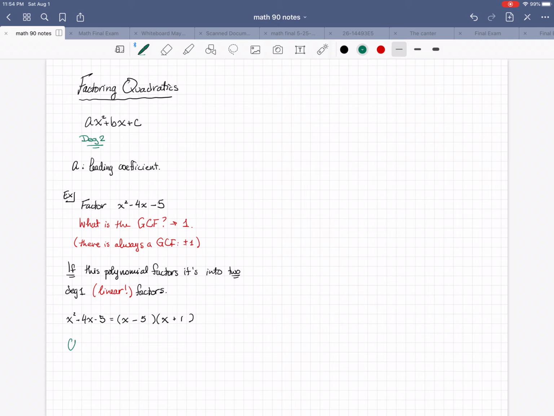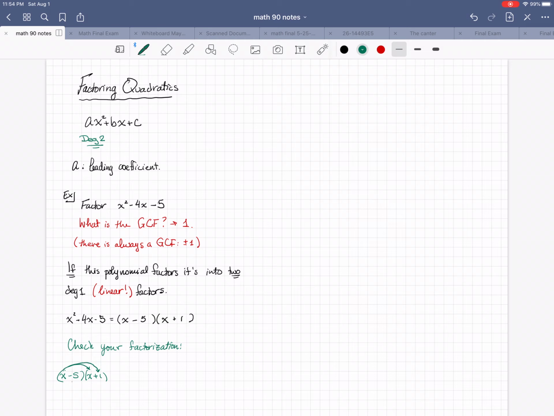So here we go. Let's check. Check your factorization. If in fact we factored correctly, then if I multiply x minus 5 by x plus 1, I should get x squared minus 4x minus 5. So here goes. x minus 5 times x plus 1. I'm distributing through.